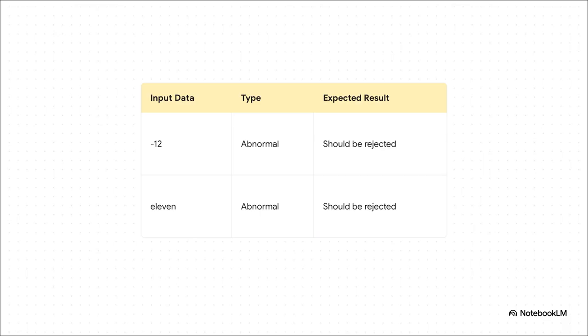So, back to our grade averaging app. What happens if someone types in -12? Or just types out the word eleven? A brittle, fragile program might just crash and burn. But a robust one will spot that invalid data, reject it, and hopefully give a useful error message. And proving that works is just as critical as getting the right average.